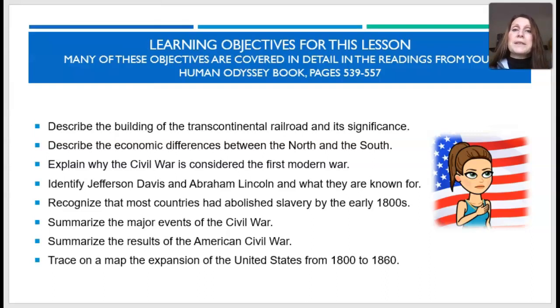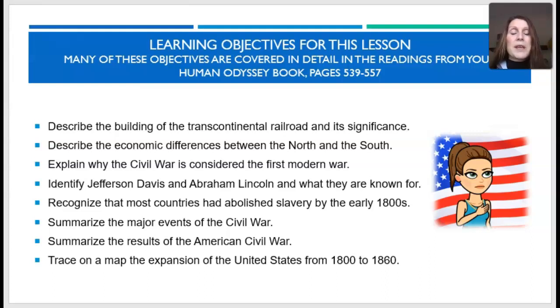Learning objectives for this lesson. Please make sure that you read your pages 539 to 557 in your Human Odyssey book, as they are covered in more detail than we can do during the flip lesson and during our class session. Describe the building of the Transcontinental Railroad and its significance. Describe the economic differences between the North and the South. Explain why the Civil War is considered the first modern war. Identify Jefferson Davis and Abraham Lincoln and what they are known for.